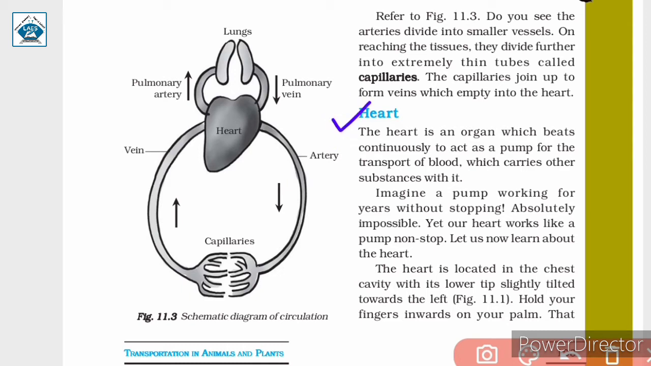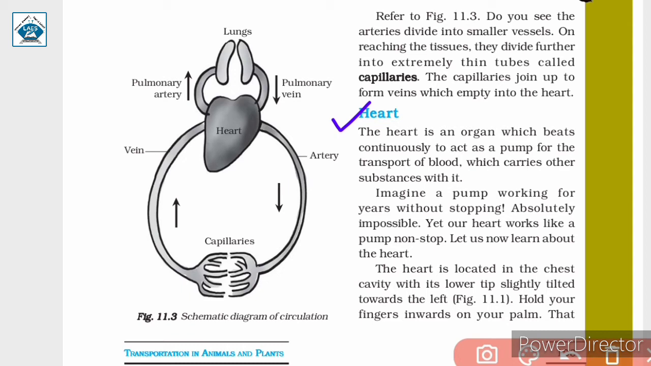Now let us discuss the heart. The heart is an organ which beats continuously to act as a pump for the transport of blood, which carries other substances with it. Imagine a pump working for years without stopping. Absolutely impossible. Yet our heart works like a pump non-stop. Let us now learn about the heart.